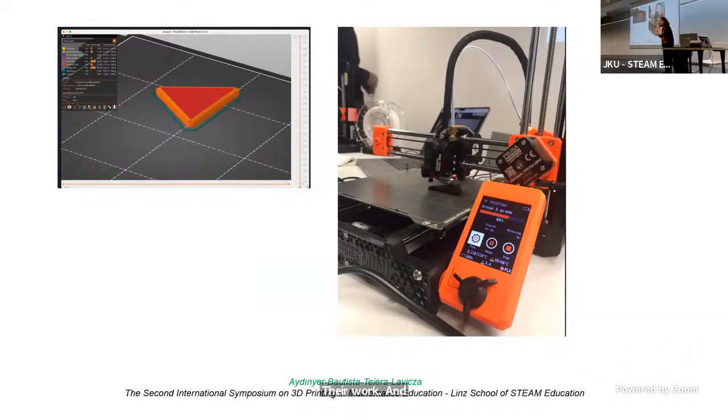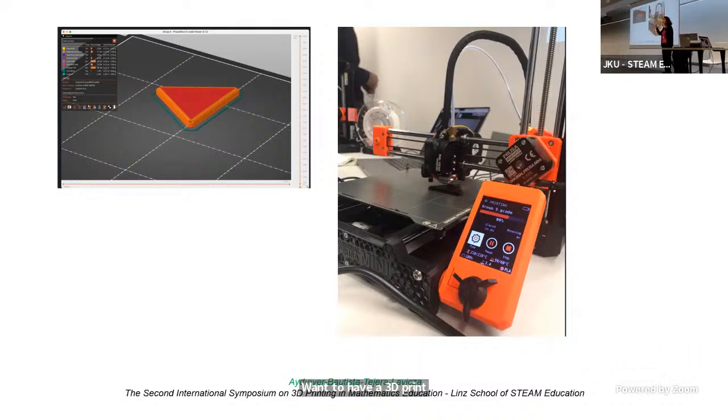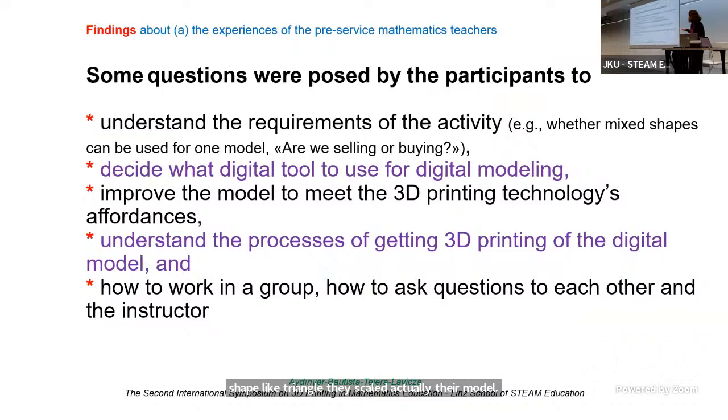Actually, all groups wanted to use 3D printing technology, but because of the time issue, just 2 groups were able to have a 3D print, and not of the whole model. They wanted to take a 3D print of just one shape, like a triangle. They scaled their model because of the time issue.